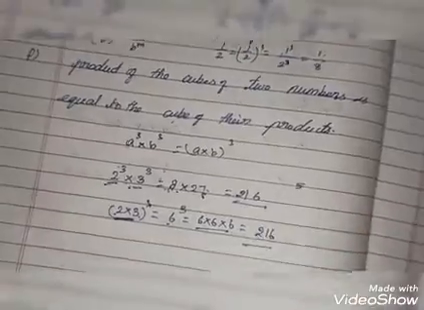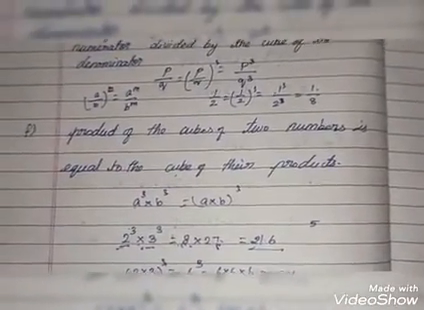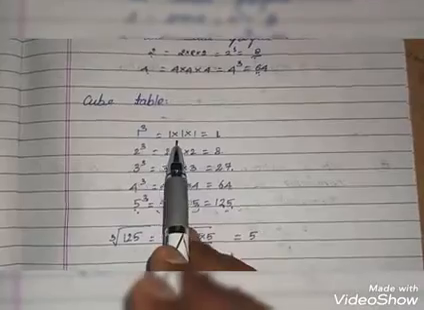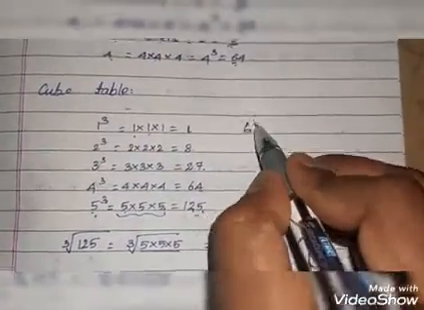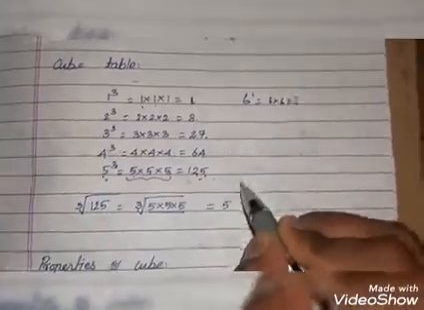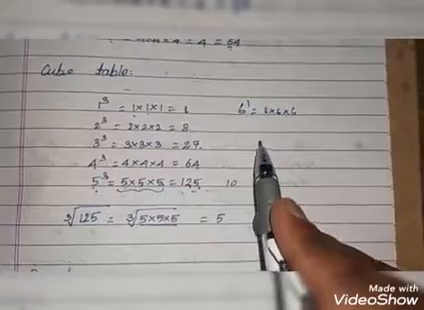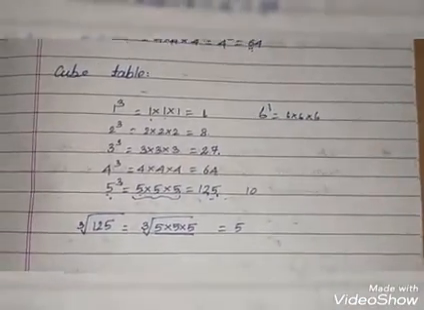Okay dears, in the next class I will explain how to find the cube root by successive subtraction. Here I will show the cube table. 1 cube equals 1 into 1 into 1. Likewise, you need to write from 6 cube, which is 6 into 6 into 6, up to 10. So 6, 7, 8, 9, 10. You need to write these cube values in your homework book.